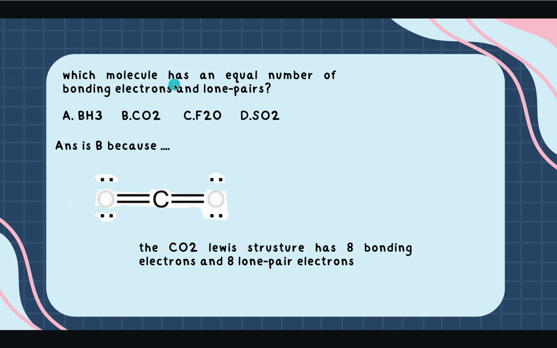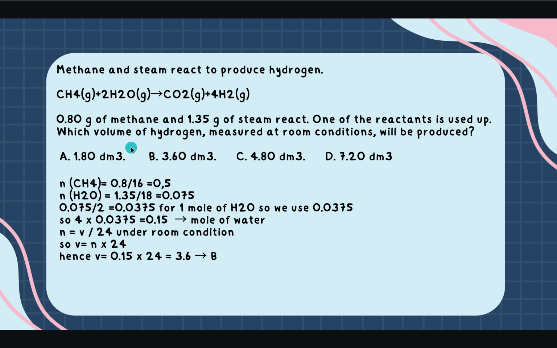Which molecule has an equal number of bonding electrons and lone pairs? To find the answer to this question, we need to make the Lewis structure of each molecule from the options. If we make the Lewis structure of each molecule, we will find that carbon dioxide has 8 bonding electrons and 8 lone pair electrons. So it has the same amount of lone pair electrons and bonding electrons, therefore the answer is B, which is carbon dioxide.